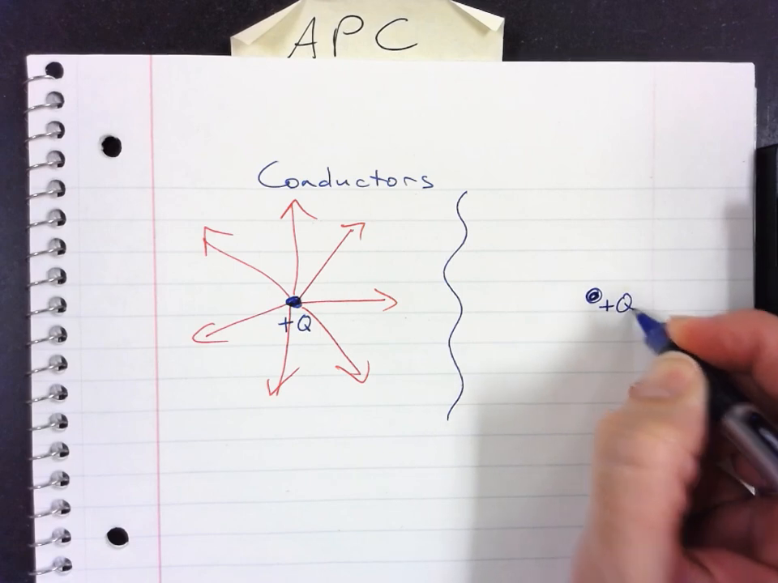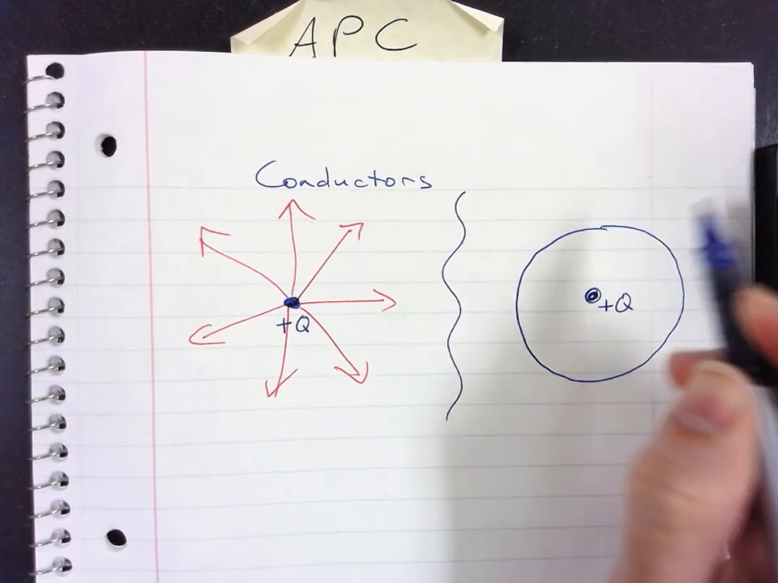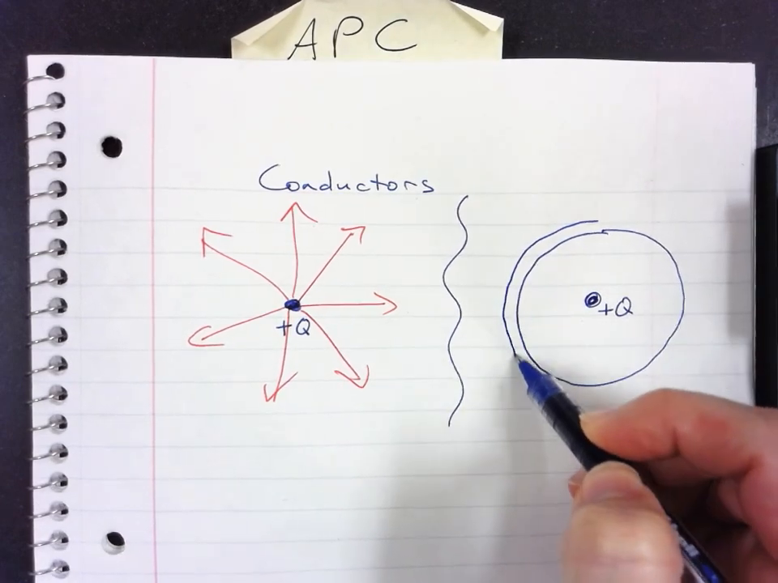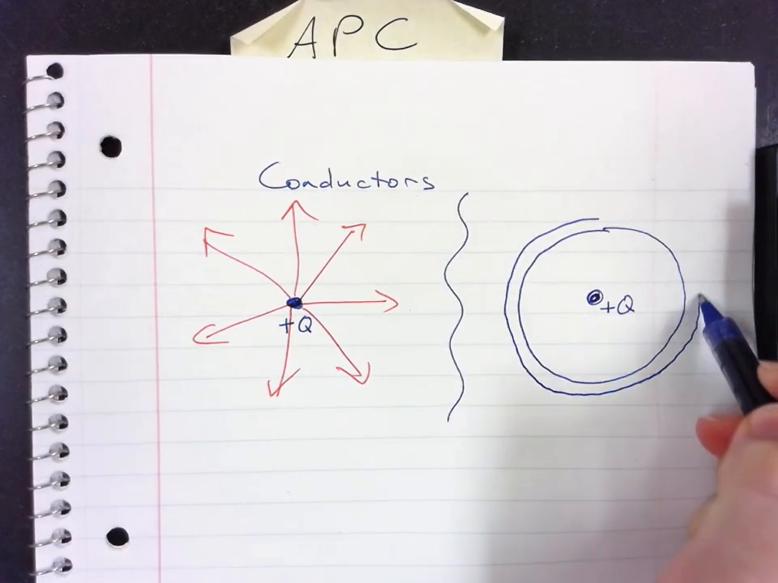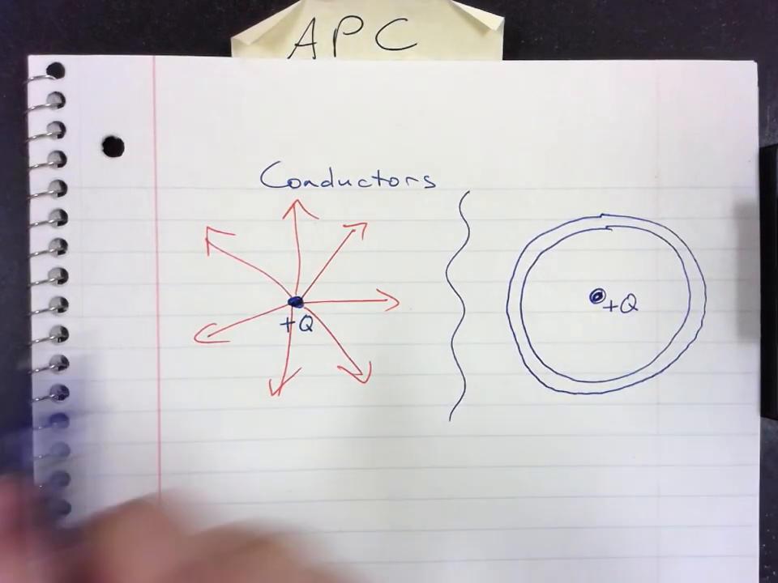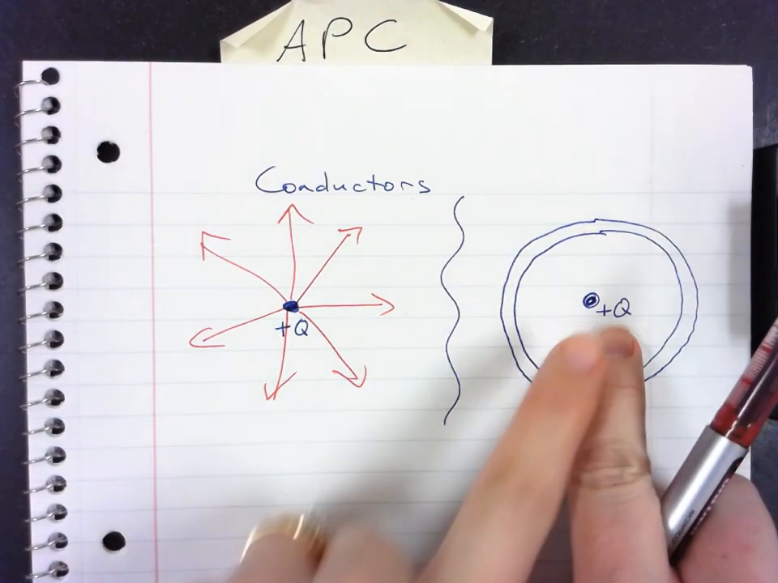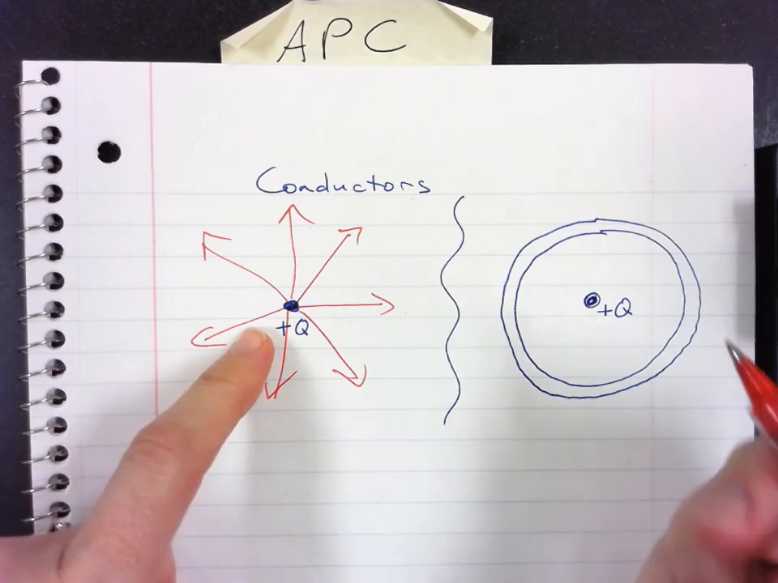So this is a point charge positive Q, and then we surround it with a sphere. And this is a sphere, not a circle, but a sphere that has some width. And let's start with it being uncharged. So you know the electric field just around this points away from it.